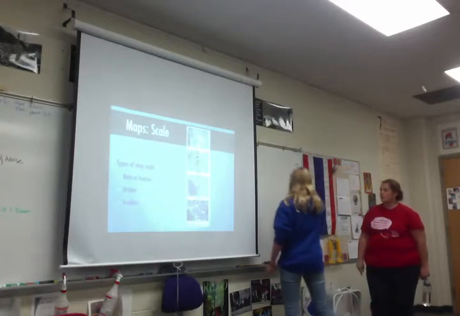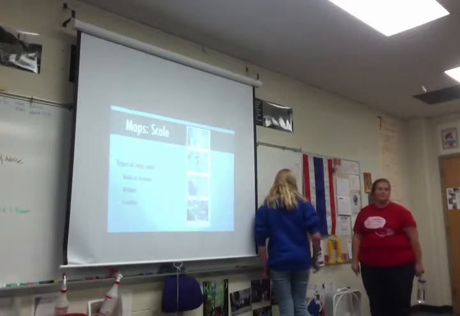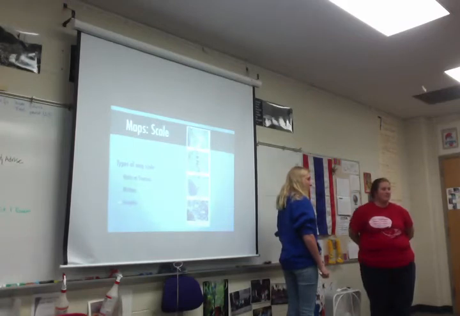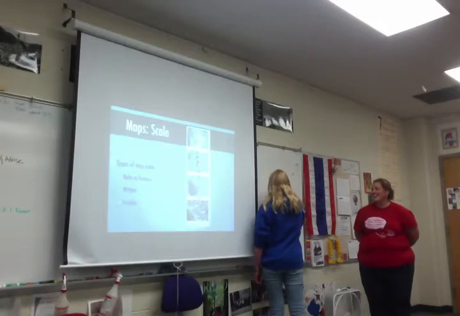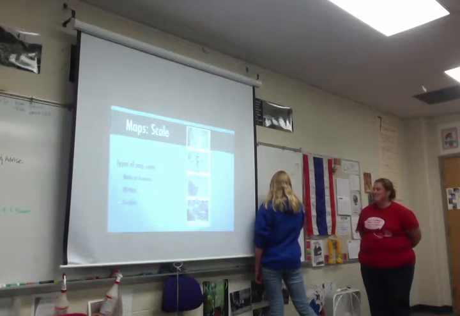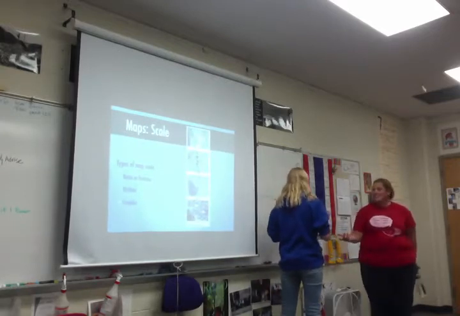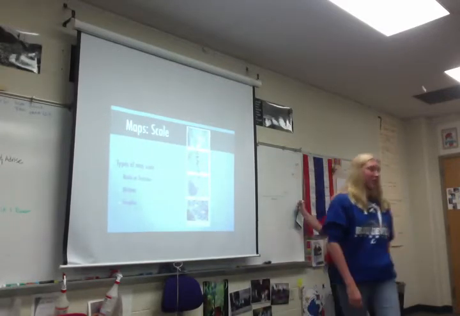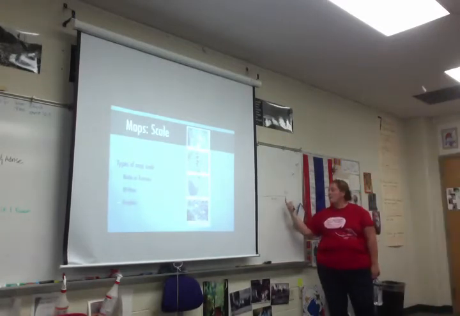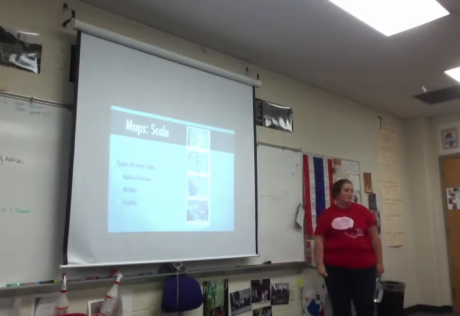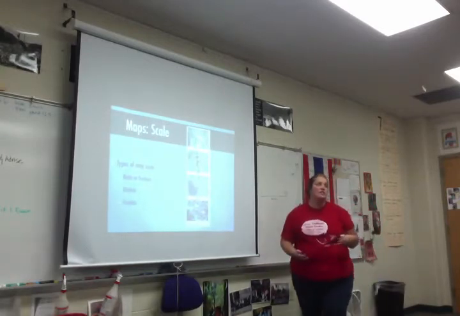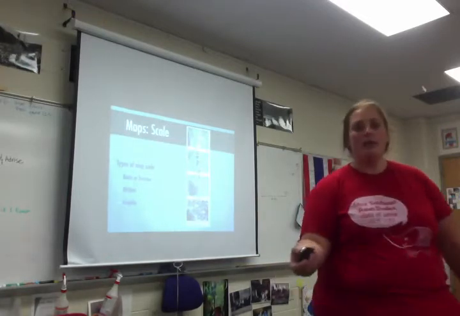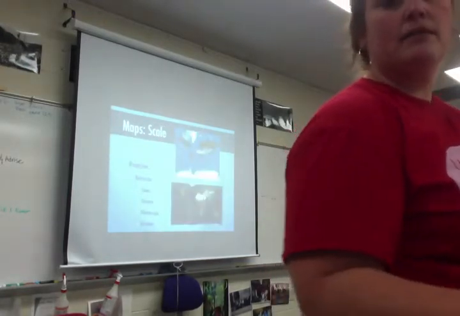Draw a line. What else is it going to have? It's going to have two numbers. Got it. Yep. That's it. It's that simple. It is a line that tells you this, good job, Abby, this distance equals 100 miles. Okay? So it's not as complicated as it sounds. You'll see some graphic scales that are complicated, but they don't have to be.